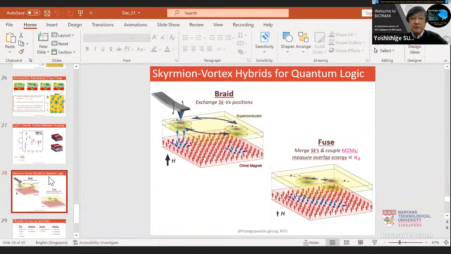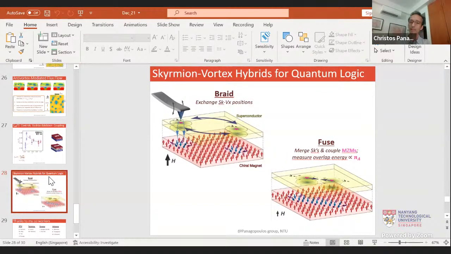My question is about dissipation in the magnetic material. So the dissipation in the presence of a magnetic field, you mean? Yeah. Okay, so this is a next step which we have already done.